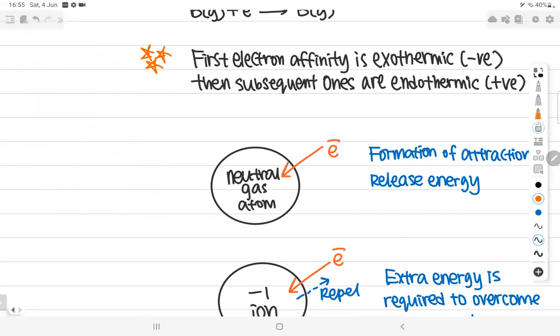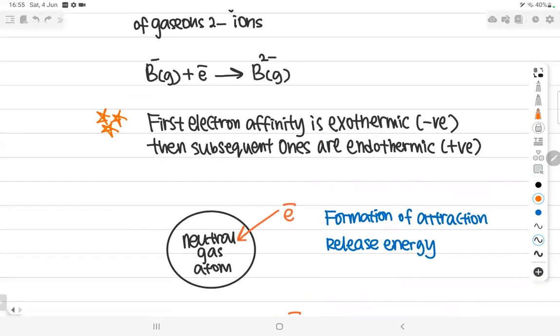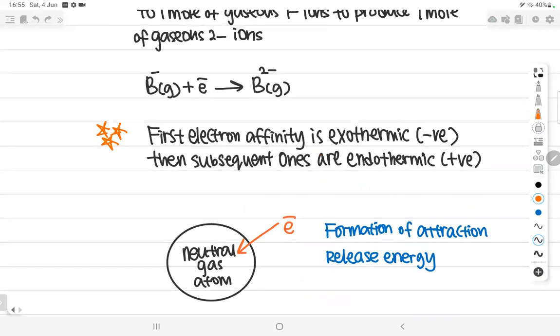So when you do first electron affinity, you want to pull in the electron. When you want to pull in the electron, you need to attract the electron. You must attract the electron into the atom. So when you want to attract the electron, you need some attraction force. So when you want to form any attraction, you need to release energy. So that's it. Okay. So guys, did both of you understand why the first electron affinity is exothermic now? Are you okay with that? Okay. All right. Thank you for responding.